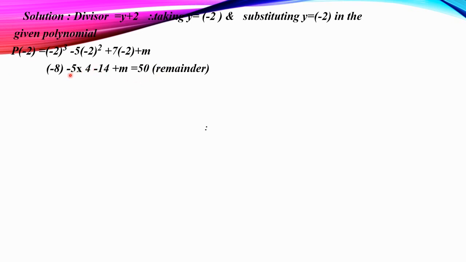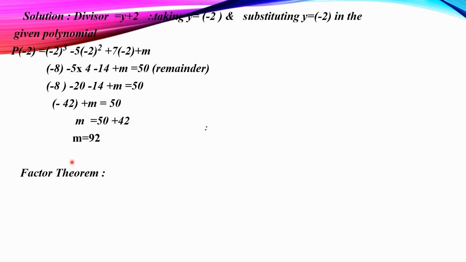So, right side will be minus 8 minus 5 multiplied by 4 minus 14 plus m is equal to 50. Therefore, minus 8 minus 20 minus 14 plus m is equal to 50. Solving on the left side, we get minus 42 plus m is equal to 50. m will be equal to 50 plus 42 and therefore m is equal to 92.